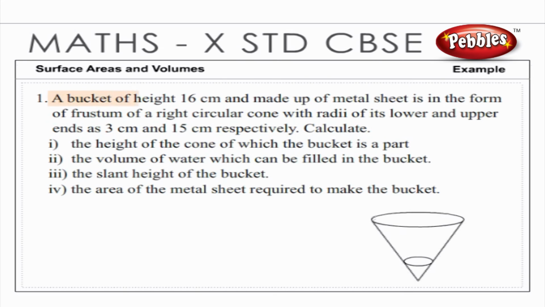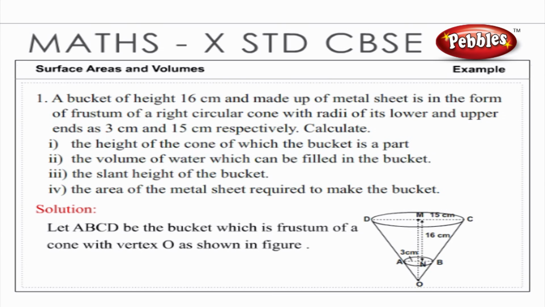A bucket of height 16 cm and made up of metal sheet is in the form of a frustum of a right circular cone with radii of its lower and upper ends as 3 cm and 15 cm respectively. Calculate first the height of the cone of which the bucket is a part. Second, the volume of the water which can be filled in the bucket. Third, the slant height of the bucket. Fourth, the area of the metal sheet required to make the bucket.